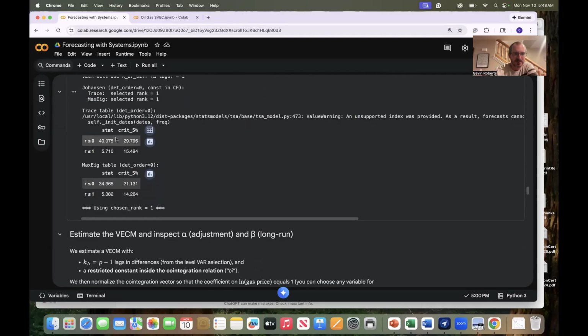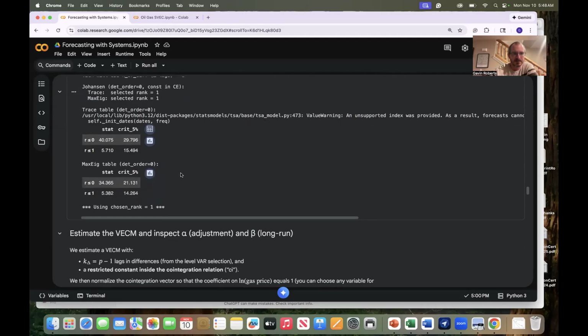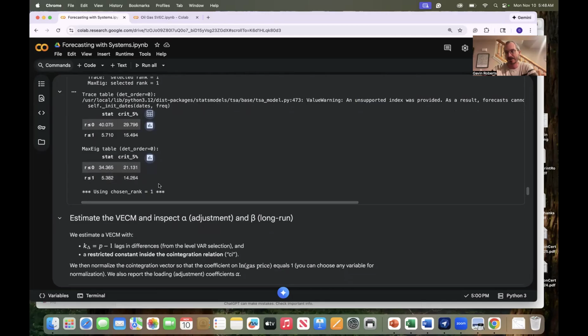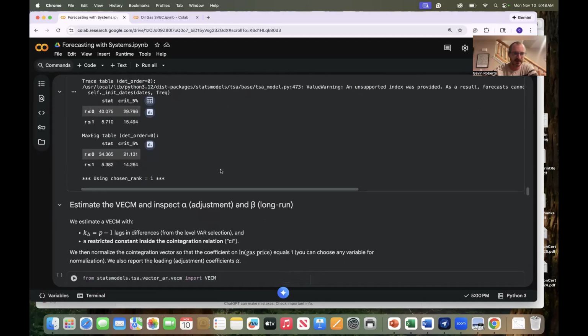We can see here that r equals 0. We reject the hypothesis that there's 0 co-integrating vectors because our stat is greater than the critical value. This is the null hypothesis, so we reject that. However, here our stat is less than the critical value, so we fail to reject the idea that there's 1 or fewer. So if we rejected 0, but we didn't reject 1 or fewer, then we say there's probably one co-integrating vector. This is simply a different type of statistic, but it shows the same results here.